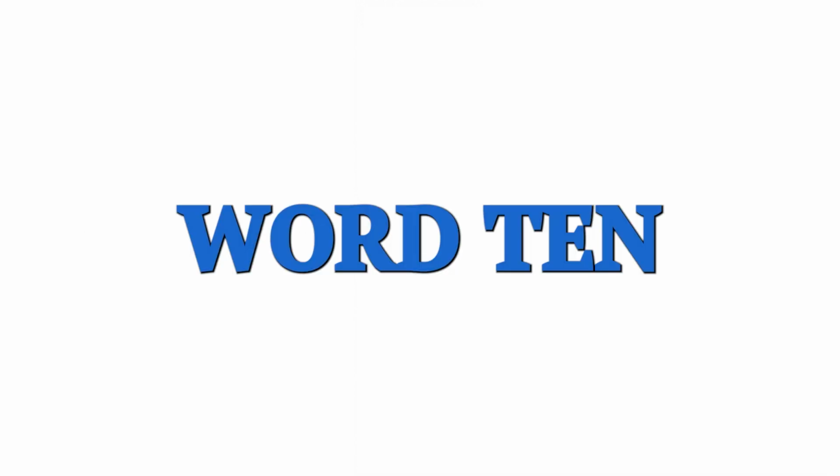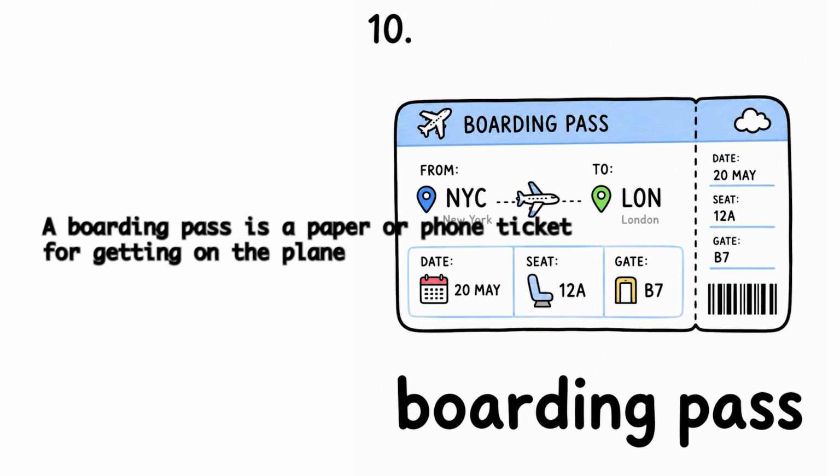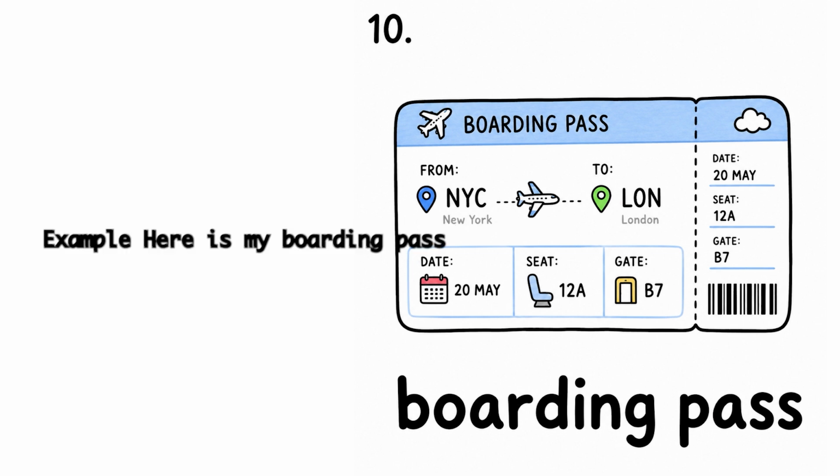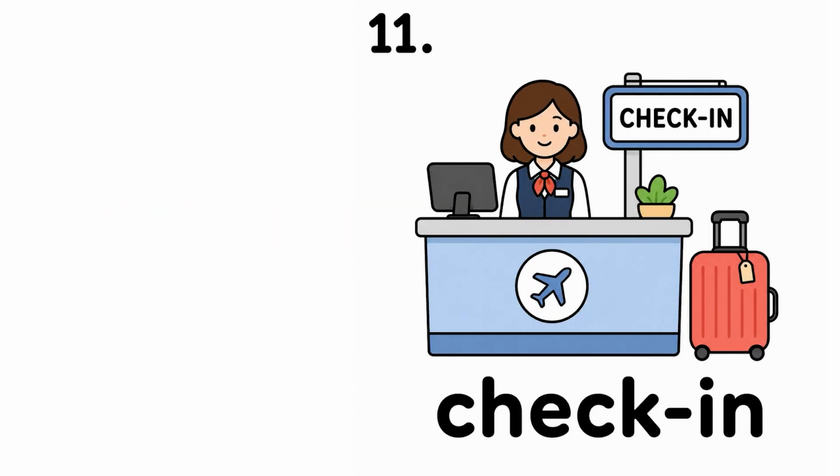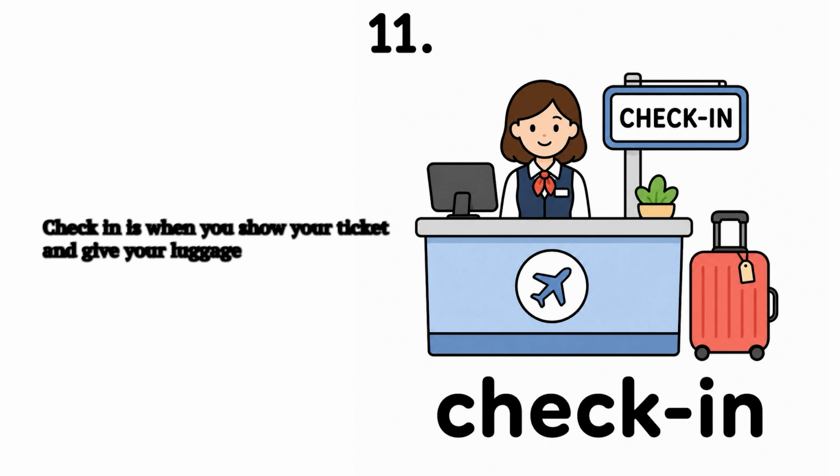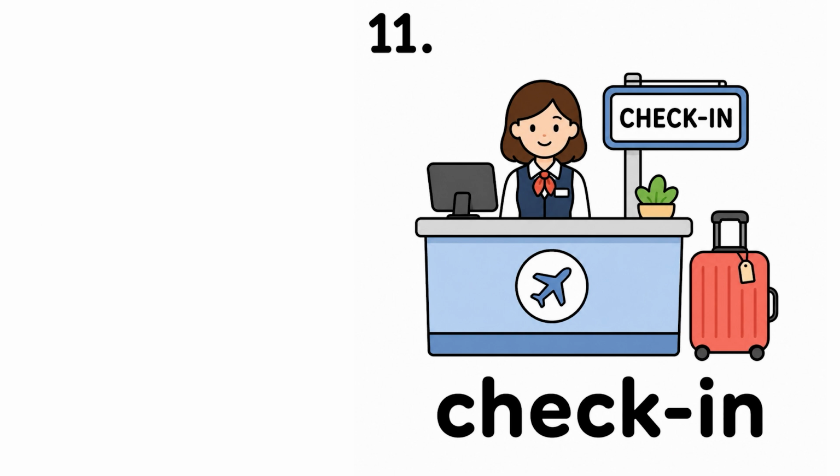Word 10. Boarding pass. A boarding pass is a paper or phone ticket for getting on the plane. Example. Here is my boarding pass. Word 11. Check-in. Check-in is when you show your ticket and give your luggage. Example. I need to check in.